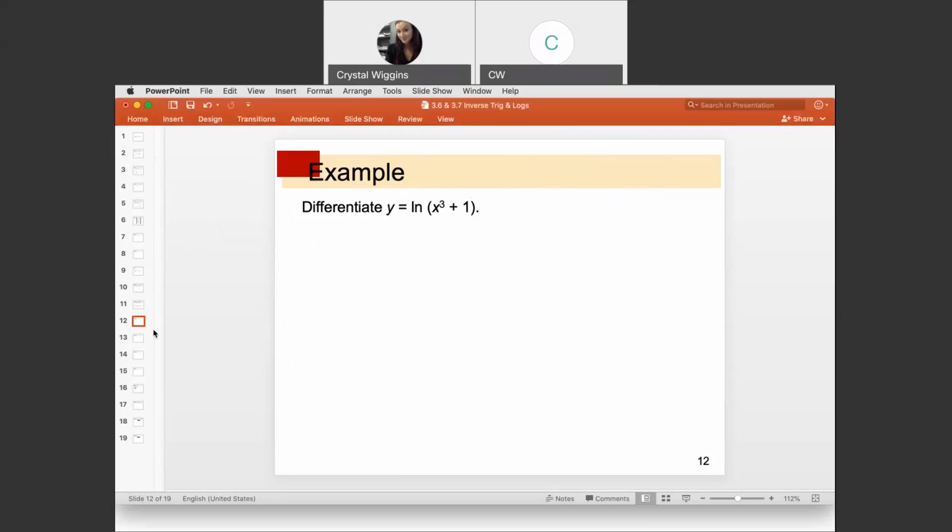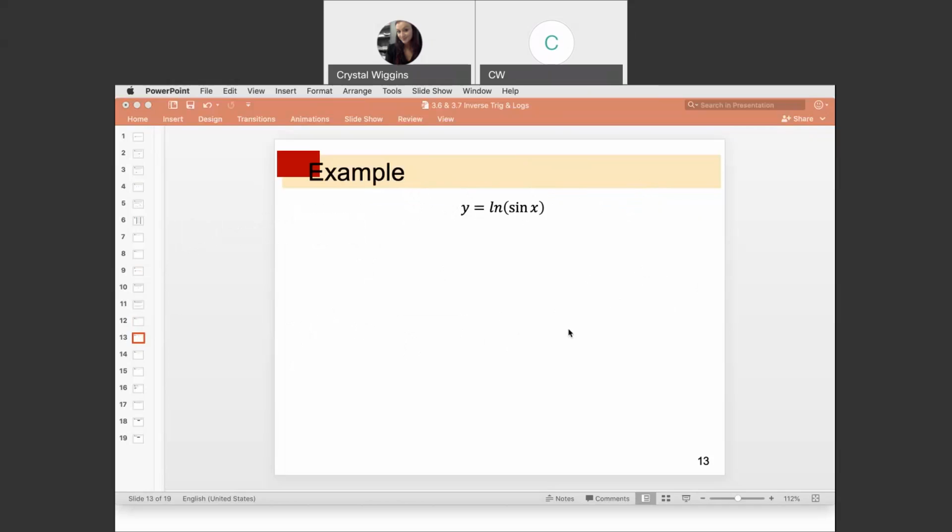Take a look at the next example. So our next example is y is equal to the natural log of sine of x. Again, inside that natural log, I see that there is something other than plain old x, and that is what constitutes us using a chain rule. So now I identify the natural log as our outside function, so we start there when taking the derivative.